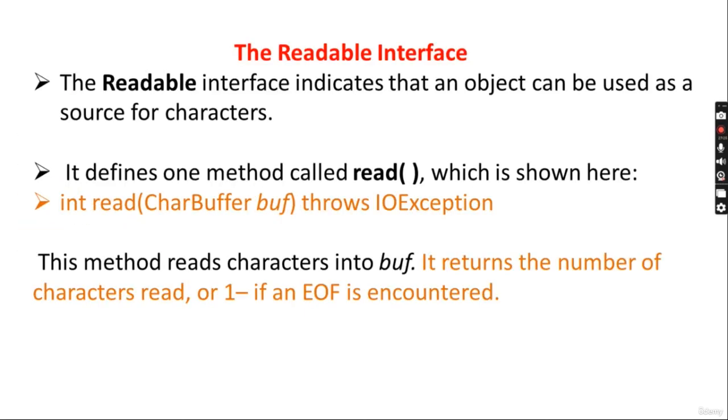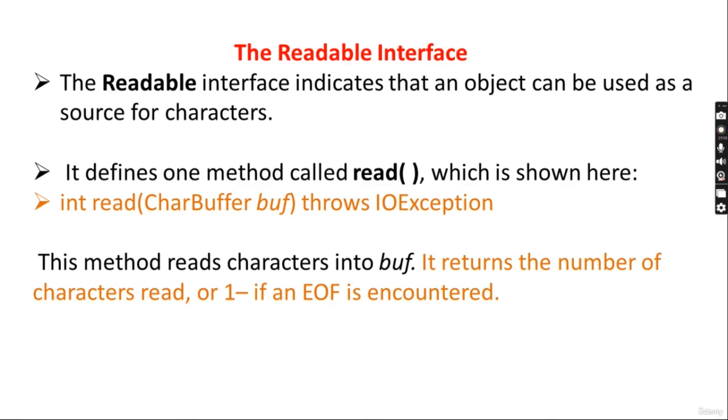Next is the Readable interface. The Readable interface indicates that the object can be used as the source of characters. It defines one method called read, which is shown here: int read(CharBuffer buffer) throws IOException. This method reads characters into the buffer. It returns the number of characters read, or -1 if an end of file is encountered.